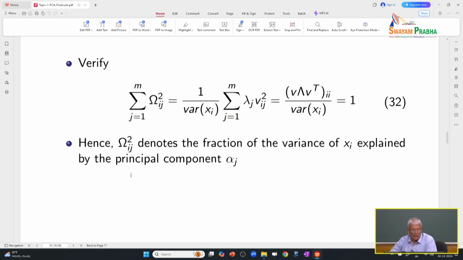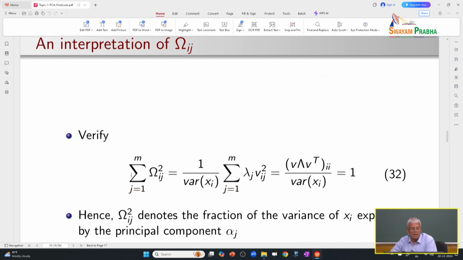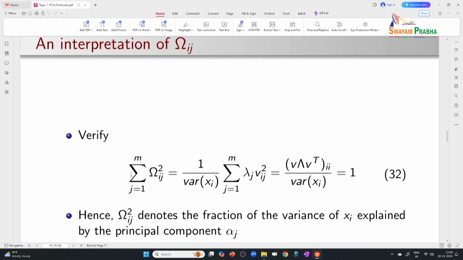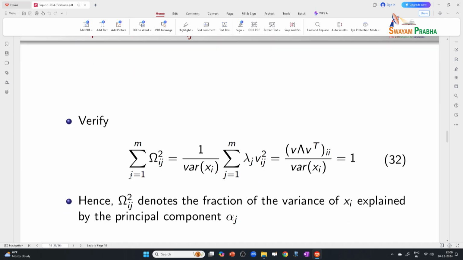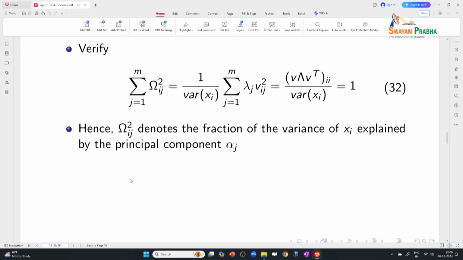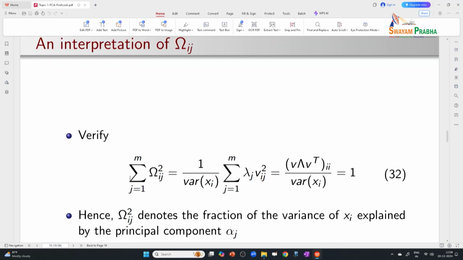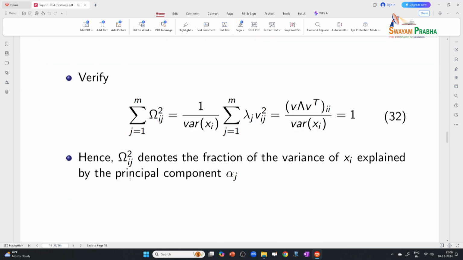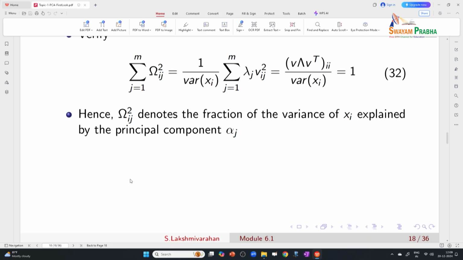So that's an important interpretation that comes from considering the covariance of X and alpha. Alpha comes from X. X by itself, they are correlated. Alpha by themselves, they are uncorrelated. But there is correlation between the components of X and components of alpha. That's what we are trying to talk about. So the sum of the squares of rho ij is 1, and that gives you an apportionment of the fraction of the variance of Xi explained by the principal component alpha j.